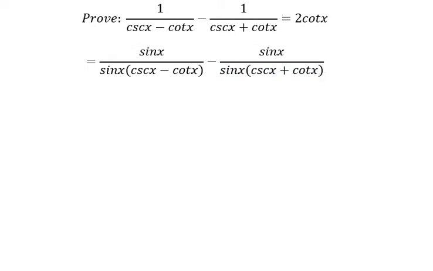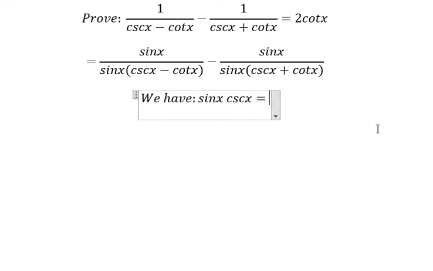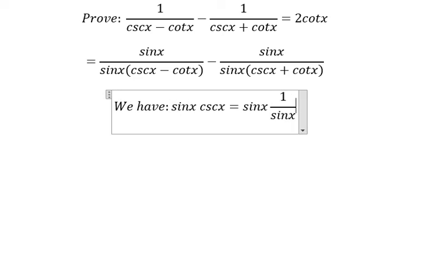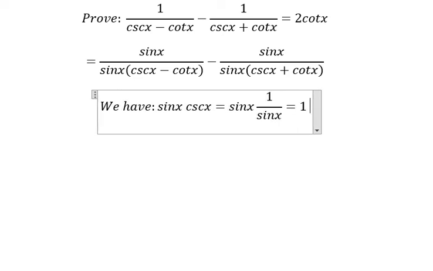Next, we have sine s multiplied with cosecant of s. About cosecant of s, that's 1 over sine s. And you get number 1.